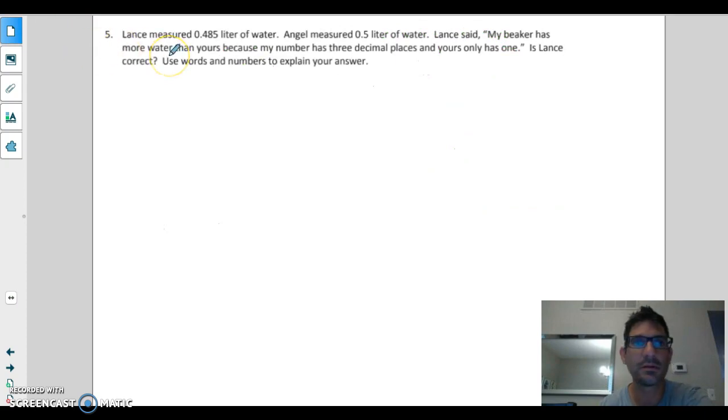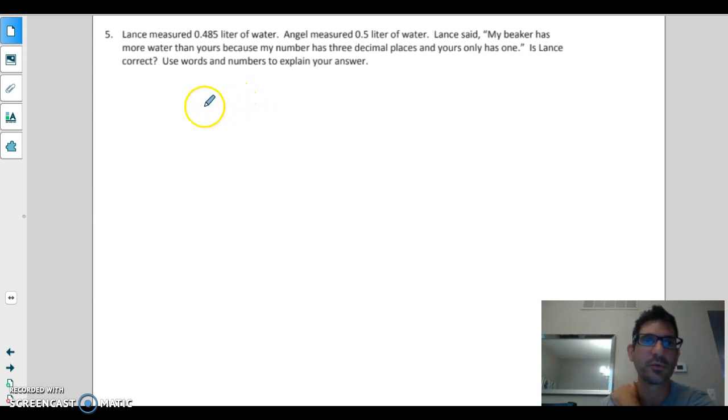Okay, last one. I want to do a word problem just so you can see it. Lance measured 485 thousandths liters of water. Angel measured 5/10 of a liter of water. Angel tells Lance that her beaker's got more water than his because her number has 3 decimal places and his only has 1. Is Lance correct? Typical Lance.